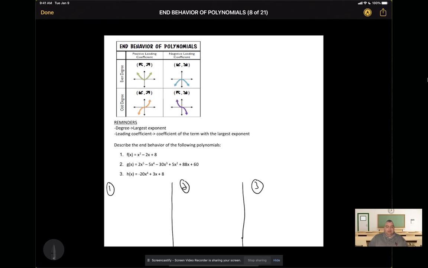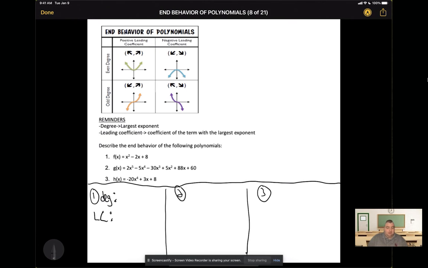So I have three polynomials here. Let's go ahead and find the end behavior. The first thing we need to do is find the degree and the leading coefficient. Let's look at number one. Let me zoom in on number one. Number one is x squared minus 2x plus 8. The degree is the largest exponent. The largest exponent I see is x squared, so my degree in this case is going to be 2.